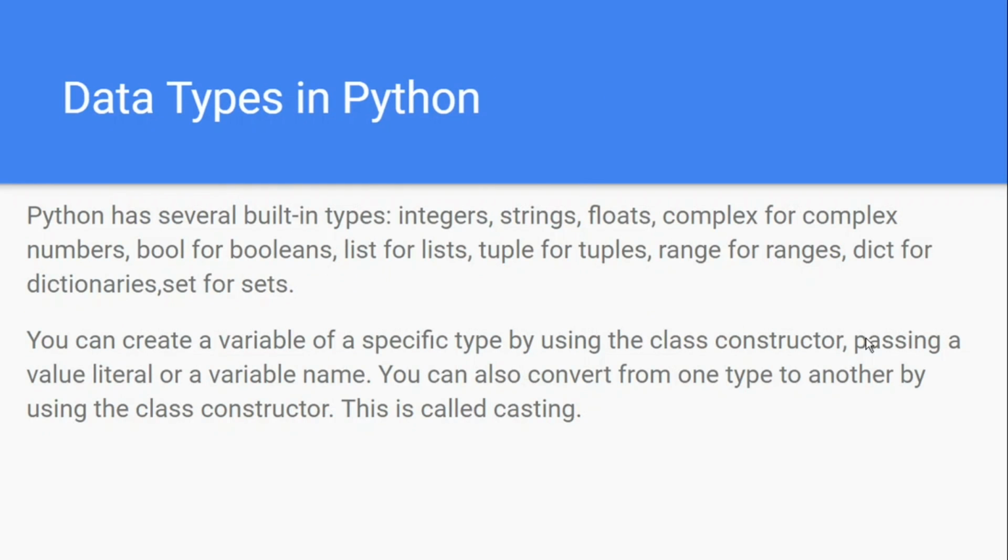Python has a number of built-in data types, which include integers, strings, floats, complex for complex numbers, bool for booleans, list for lists, tuple for tuples, range for ranges, dict for dictionary, set for sets. You can create a variable of a specific type by using the class constructor, but in most cases you won't need to, because Python can figure out the data type itself based on how you declare it. You can equally convert from one type to another by using the class constructor, and this process is known as casting. We are going to see all this when we get hands-on.